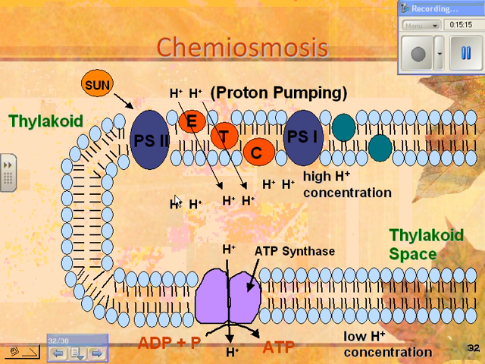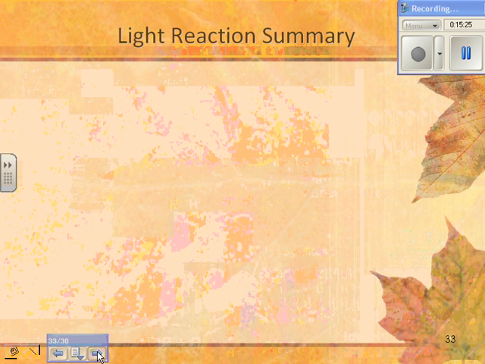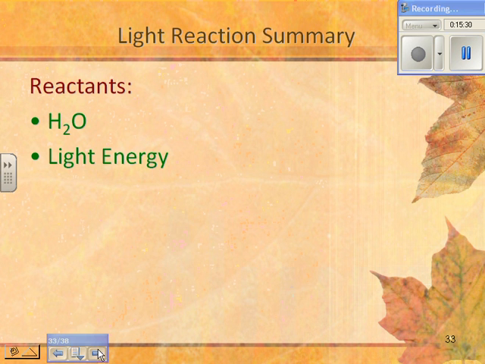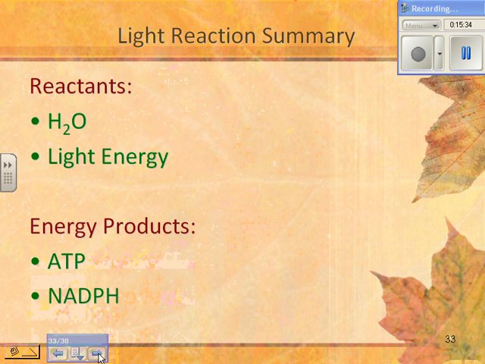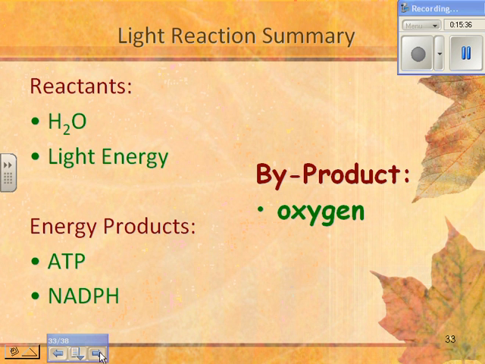Chemiosmosis is when you have all these hydrogens built up in here. They come out and they force the ATP synthetase, the enzyme, to make ATP. So the summary of the light reactions is that you use water and light, and the products that you make are ATP and NADPH, and the byproduct is oxygen. Nothing to do with carbon yet.